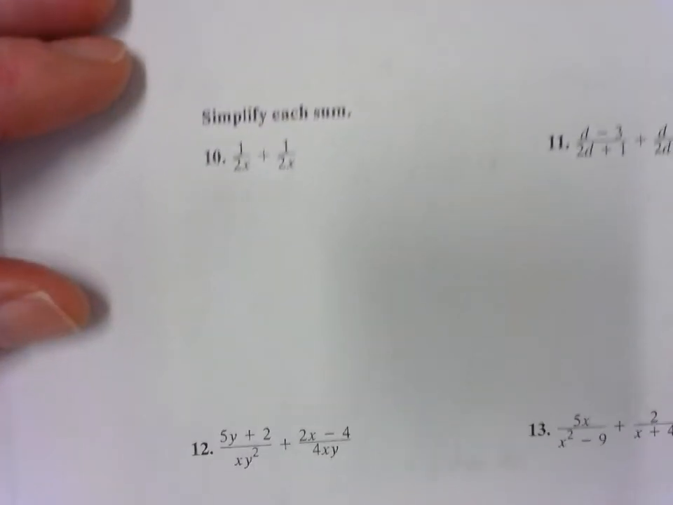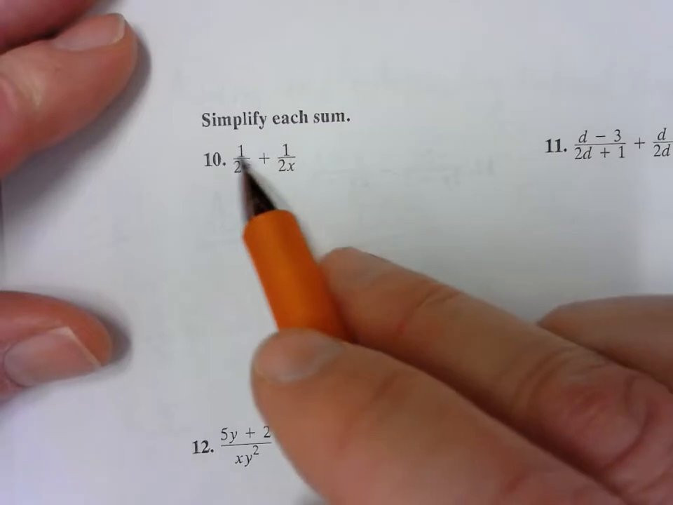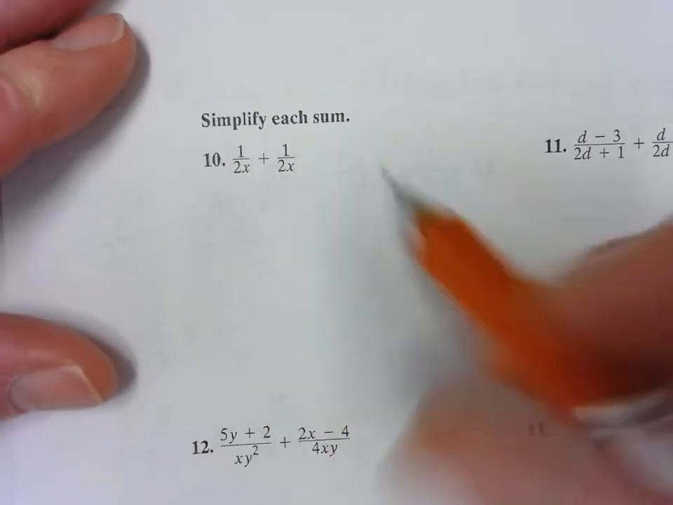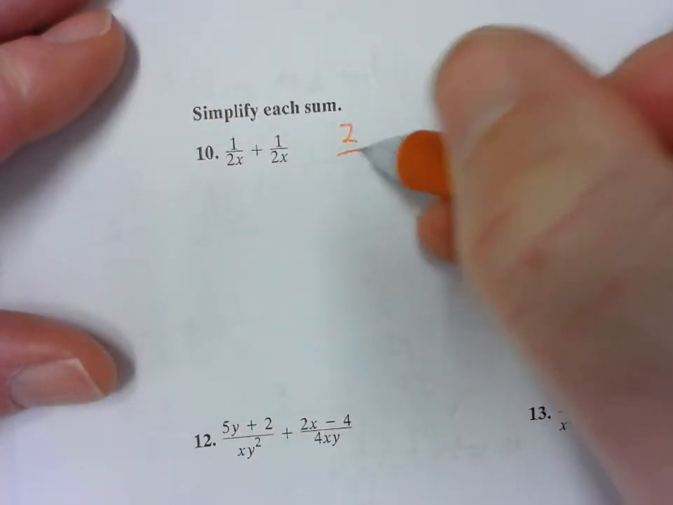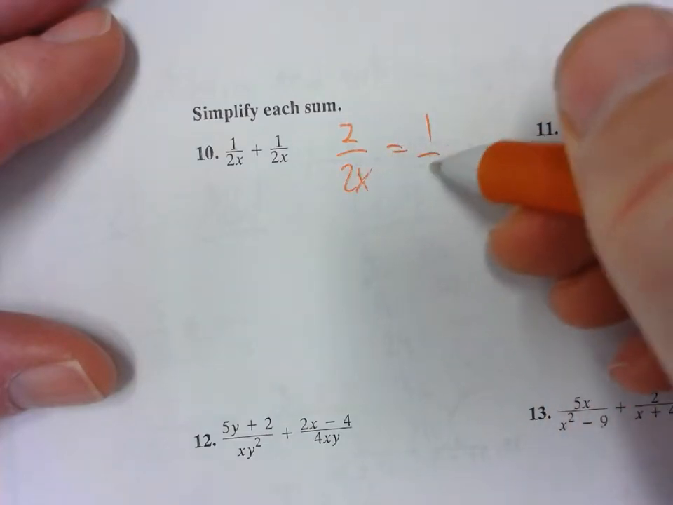Okay, we're going to add the fractions together. This is a simple, easy one. There's common denominators already, so we add the numerators. So it's 2 over 2x, which is 1 over x reduced.